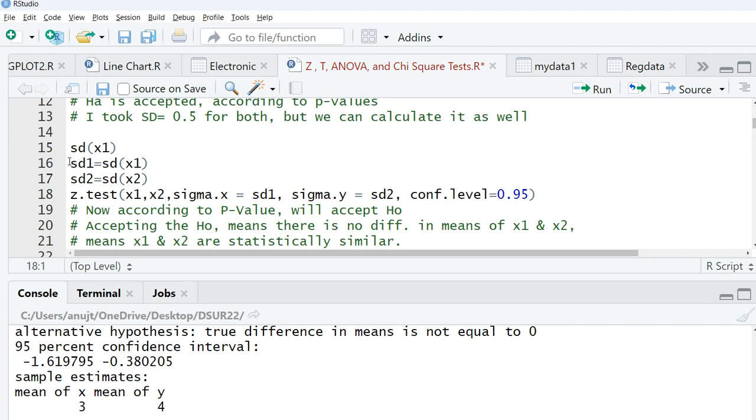Now, again, I will apply the z-test. I have given vectors x1, x2. This time, sigma.x: for x1 first, the standard deviation is SD1, which I have already calculated, and for x2 it is SD2. And now I'm providing a confidence level of 0.95.